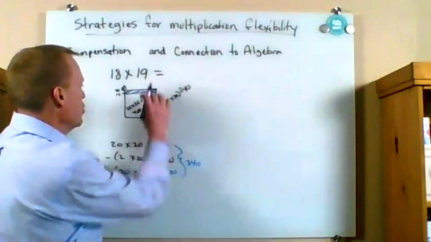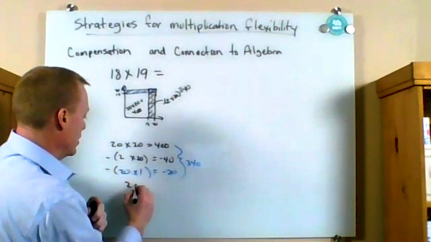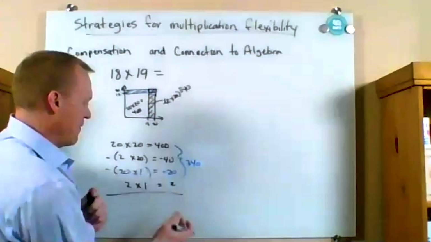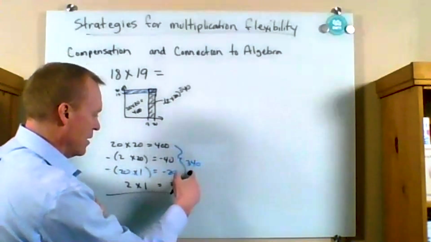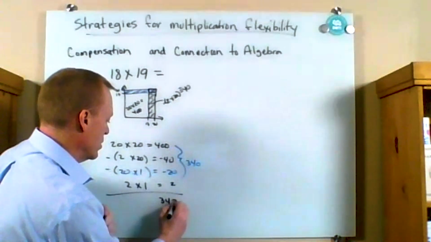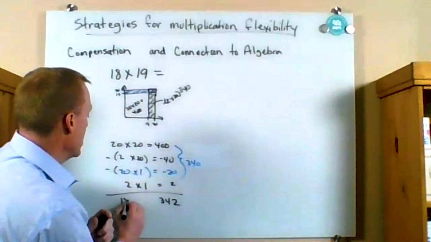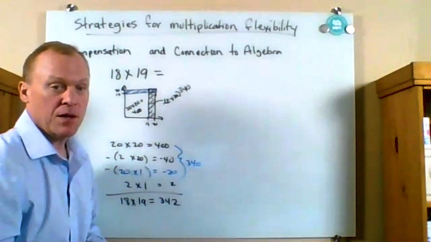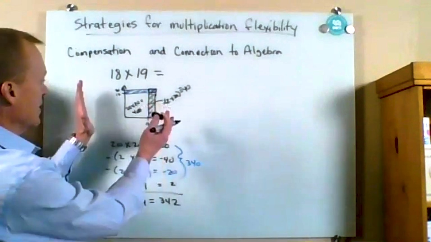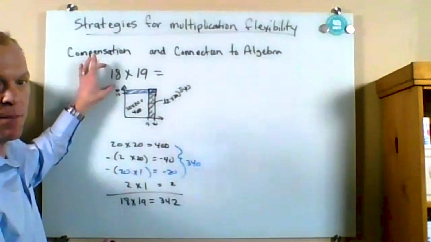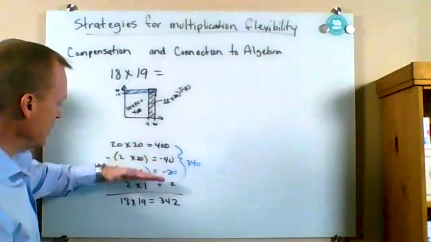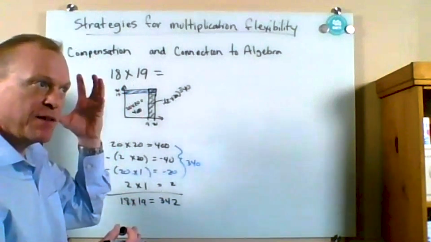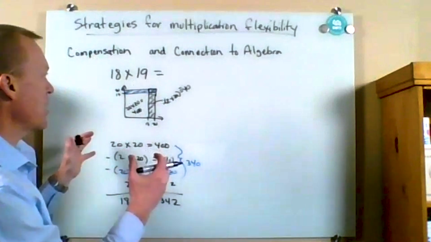That little amount is a 2 by 1, so I'm going to add back a 2 by 1, which is 2. If I have that sum, that is that 340 plus the 2, which is 342. So I know then that 18 times 19 equals 342. So the area model helps us get a sense of what's happening with the compensation process and then the notation to go along with it. So there's something about visually having that in our head to really understand the process.